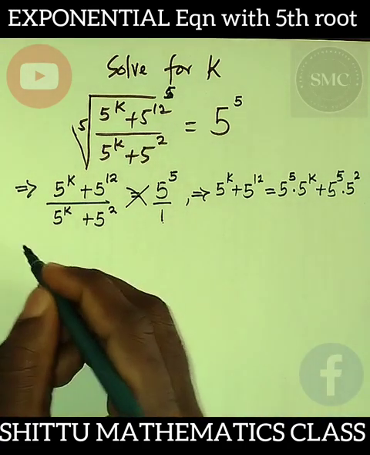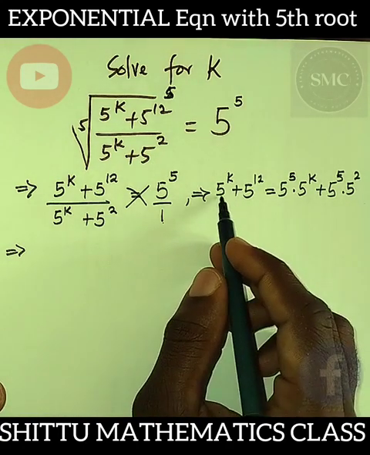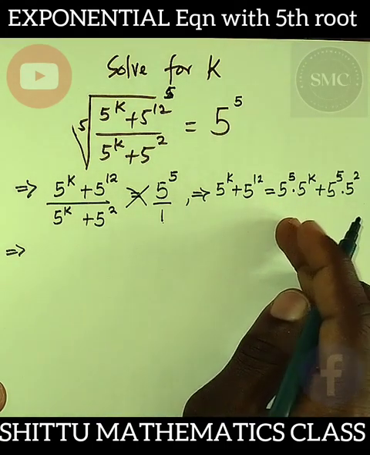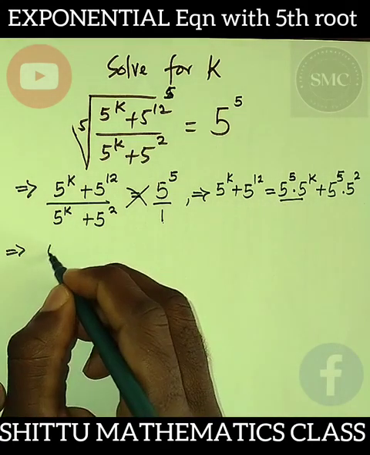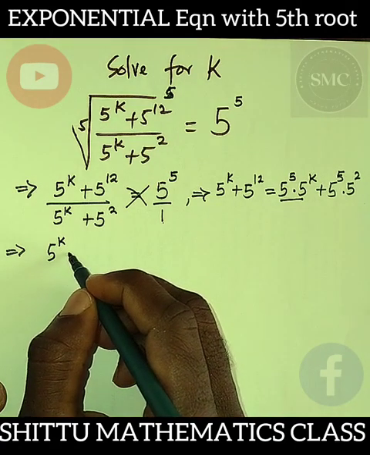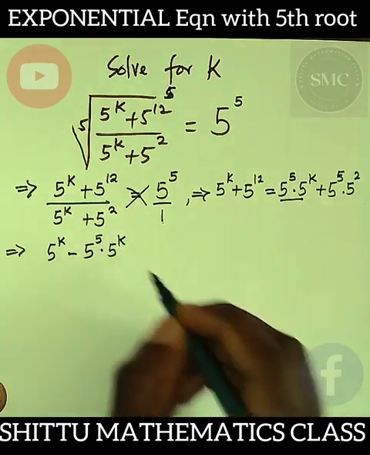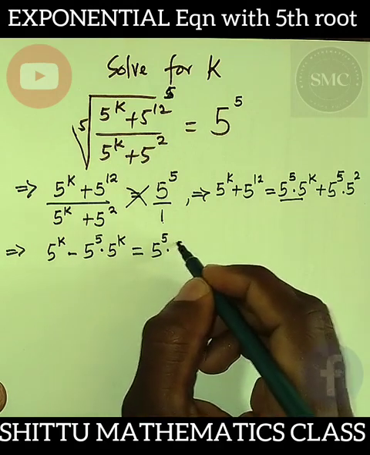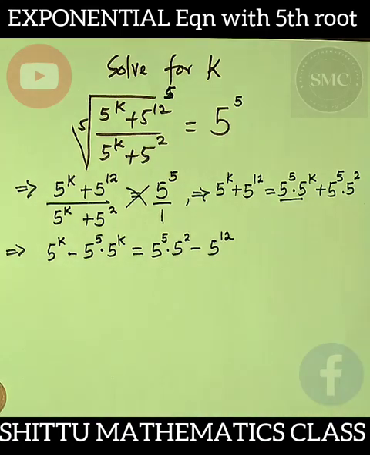So now from there, what's the next thing to do? So let me come down here. Now from here we can see that we have 5 to the power k here, I have 5 to the power k here. So I can rearrange this equation so that this will be coming to the left hand side. So I'm going to be having 5 to the power k minus 5 to the power 5 dot 5 to the power k, then equals to, I have 5 to the power 5 dot 5 to the power 2, then minus 5 to the power 12.